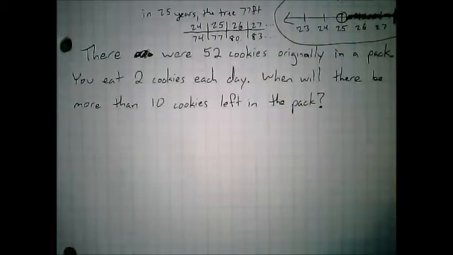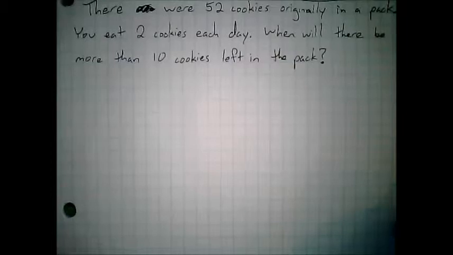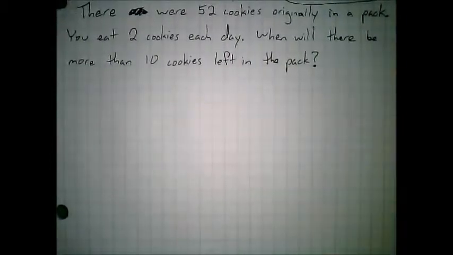Let's try another one. There are 52 cookies originally in a pack. You eat 2 cookies each day. When will there be more than 10 cookies left in the pack? So again, you could press pause, copy this down. You could try and think through it on your own, and then press play when you're ready to go through it more algebraically. If you did try and think through this and solve it, you would find that before 21 days, everything up until 21 days, there's going to be more than 10 cookies left in the pack.